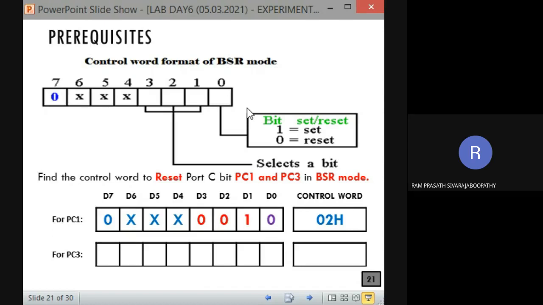Yes, very good, Shivakumar. Can you say it in hexadecimal? If PC3 is to be reset, what is the control word? Very good. 06. You started doing this faster. I think many of you understand the concept. Very good. Okay. Now the last one.